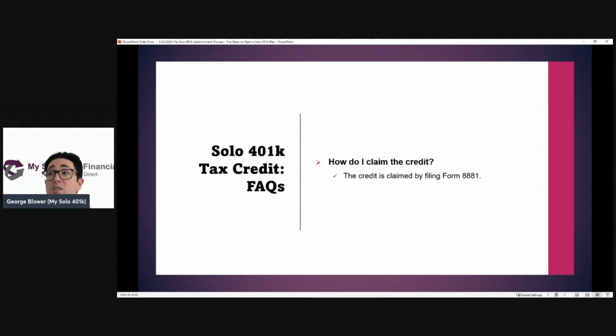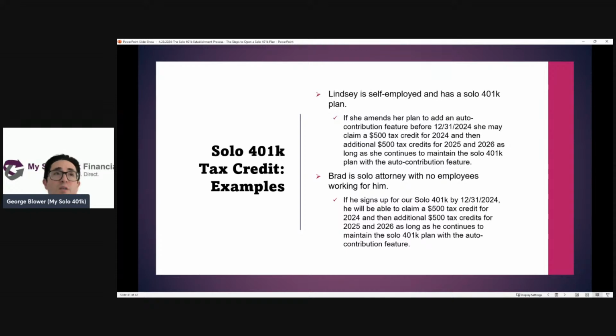The way that the credit is claimed is by filing Form 8881. We have tremendous resources for our clients. We have a deep dive walkthrough so they know exactly what needs to be filed. It starts out with Form 8881. And then the next steps in order to be able to claim the credit are going to depend on what type of business the individual has, right? Are they taxed as a sole prop versus an S corp? So we have all the walkthroughs for all the scenarios that we make available to our clients so they can easily reap the benefits.